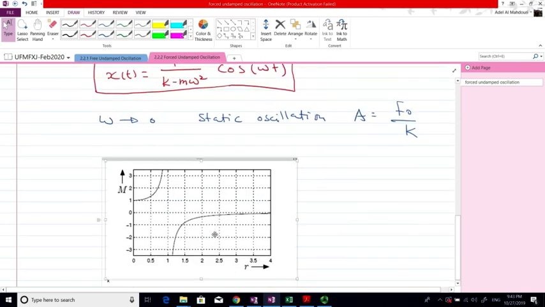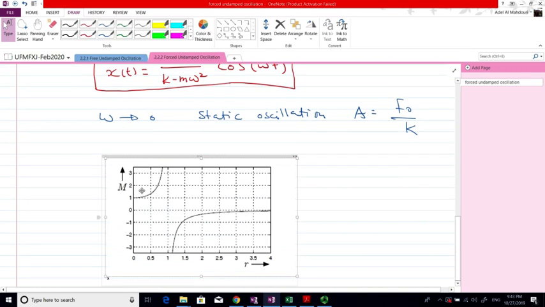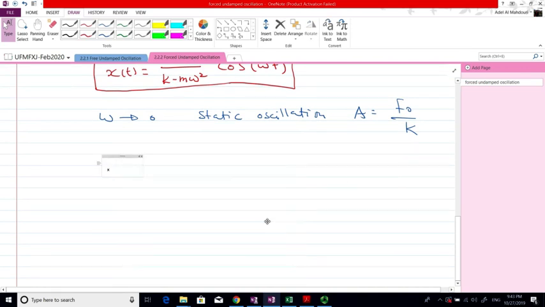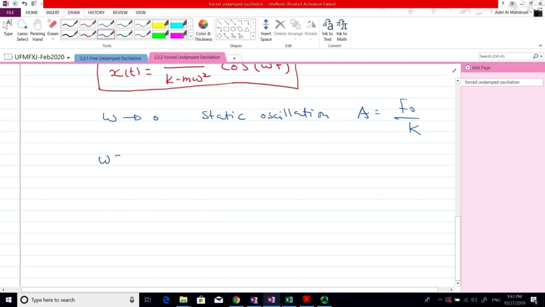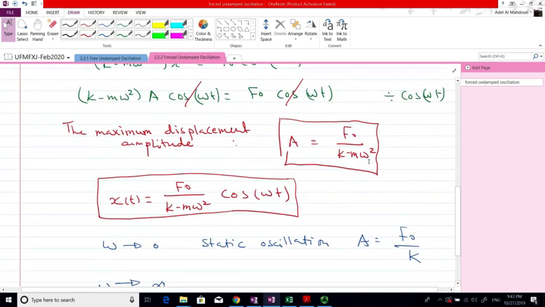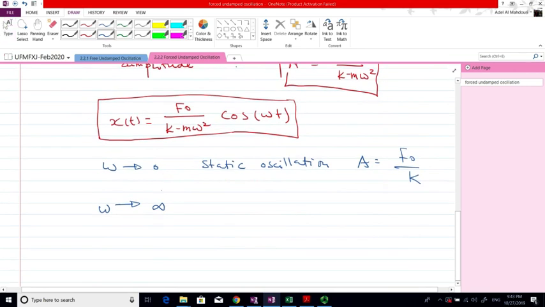What about if omega goes to infinity? From this equation, if omega goes to infinity, then the amplitude is going to be very close to 0. Therefore, the amplitude is going to be equal to 0.